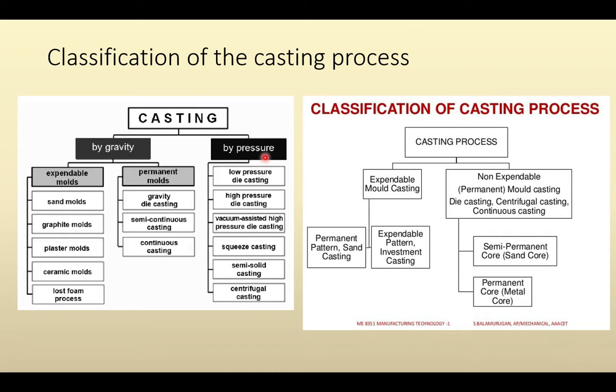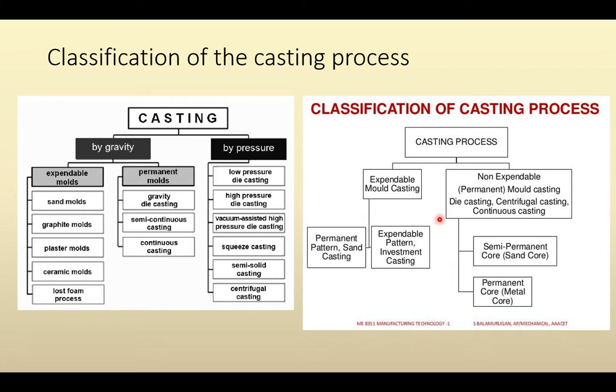By pressure, in permanent die casting, a plunger is used and we give pressure, so the molten metal passes through the gooseneck and occupies the mold, right? Sometimes squeeze casting can also be used, where you give some force. Here you can see some of the classifications: non-expandable, expandable, semi-permanent, permanent, etc. So this is about the classification.